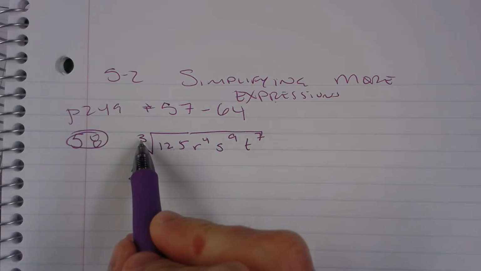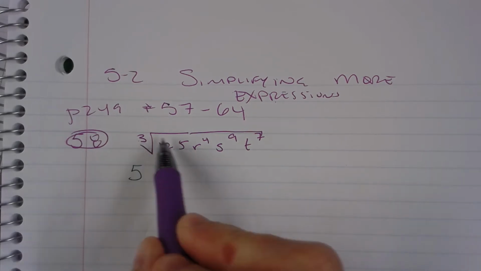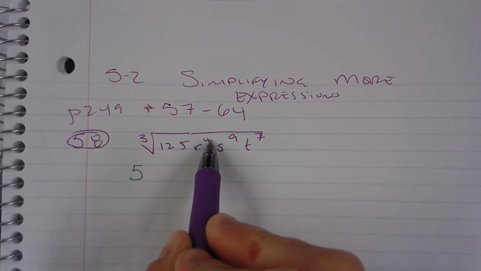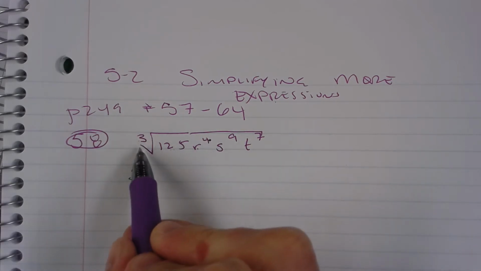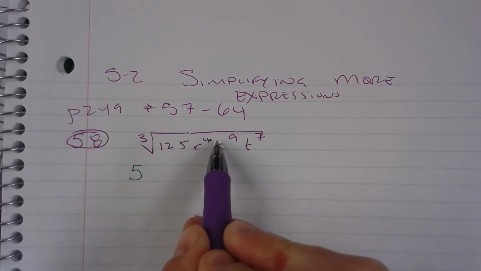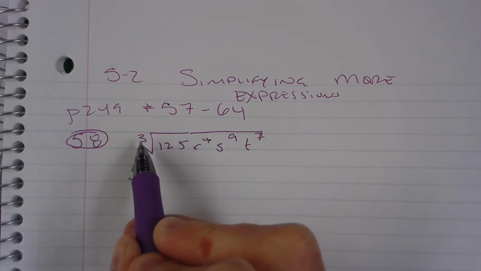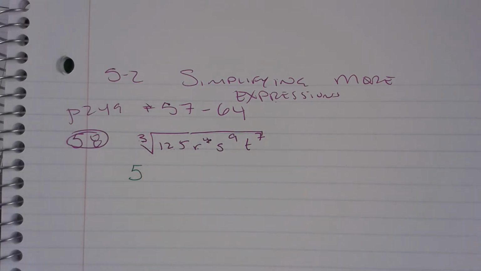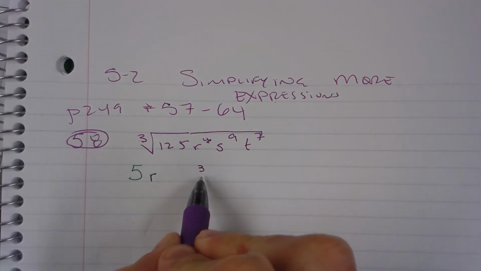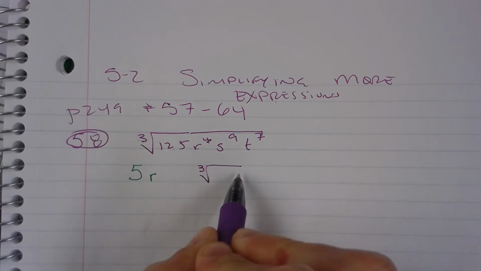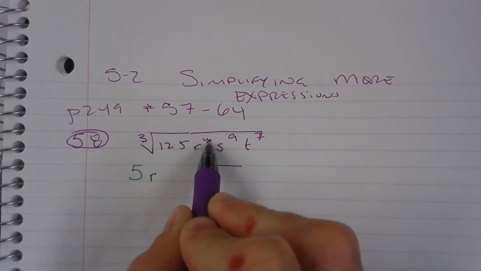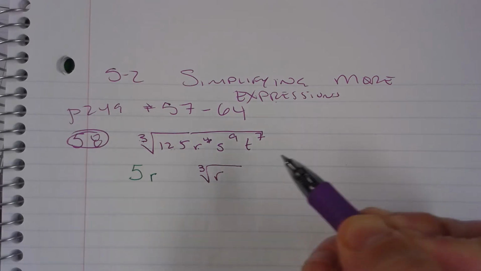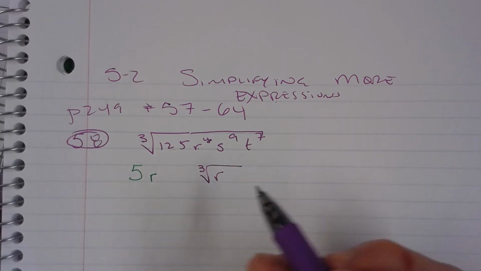Now, to simplify the cube root of r to the 4th, one of my former students years ago came up with a great way of doing it that I've just been sharing ever since. So you need to ask yourself, how many times does 3 go into 4? And the answer is, of course, 1. So we're going to write r to the 1st outside. But there's something left over. So anything that's left over is going to go underneath the cube root, and 3 goes into 4 one time with 1 left over.